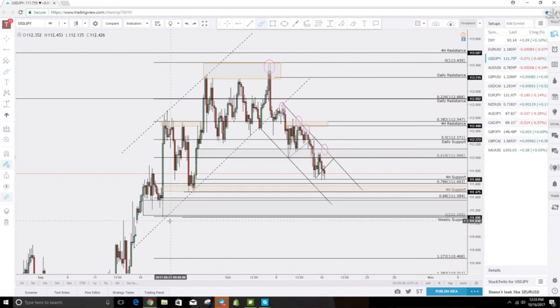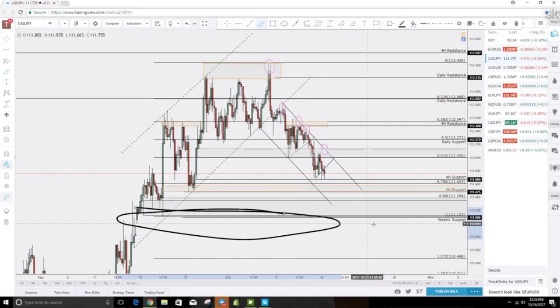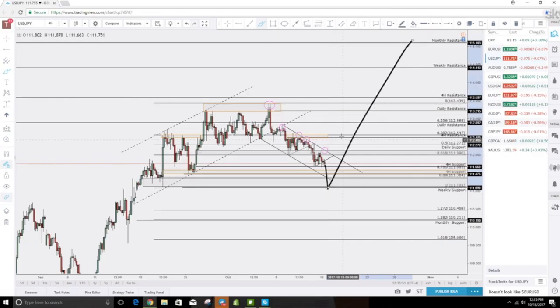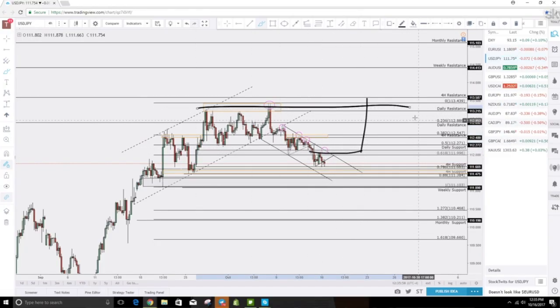Now, only and only if price can show on the daily that we're clearly cracking below the weekly support, this would create a beautiful trade down to the monthly. But to be honest, guys, I do expect one more movement to the downside into the weekly support, then I do expect a big up move. Only if we can crack the highs of the 4-hour resistance, which will warrant a big movement to the upside.